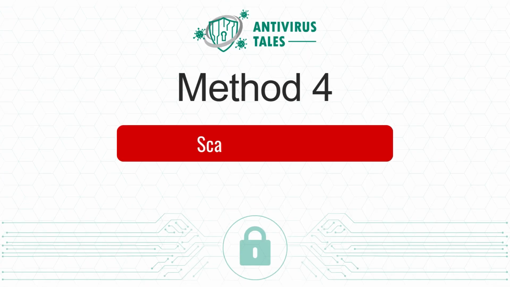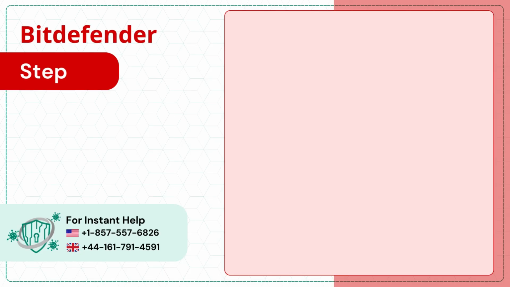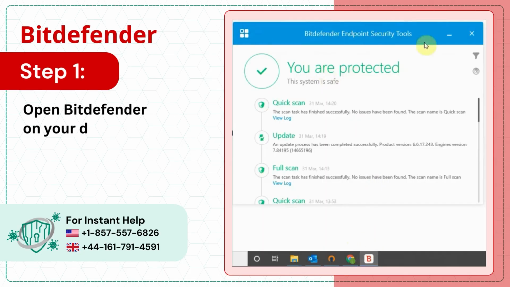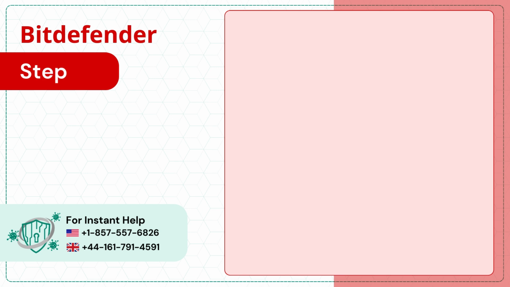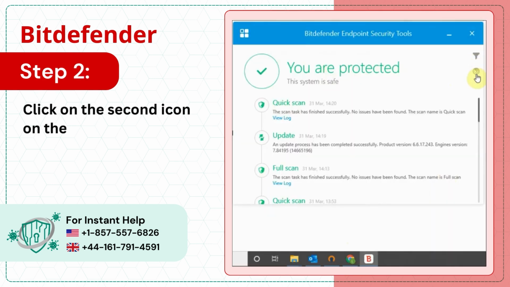Method 4. Scan the system. Step 1. Open Bitdefender on your device. Step 2. Click on the second icon on the right side of the window.